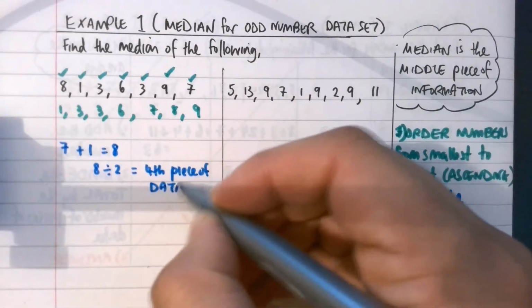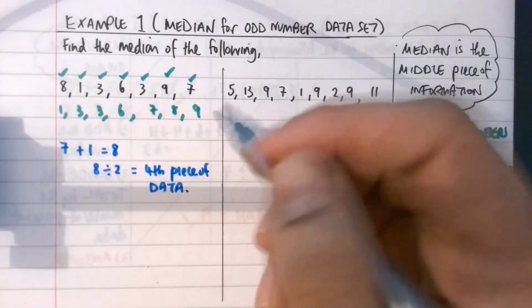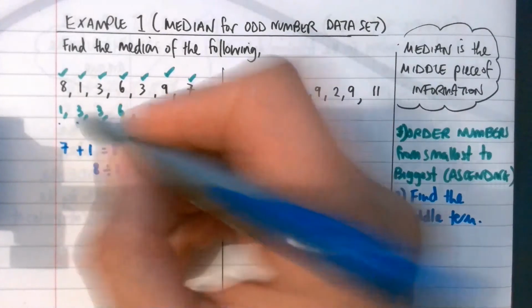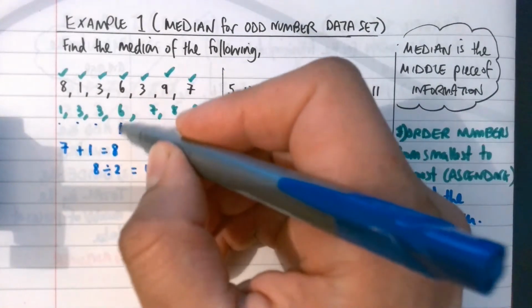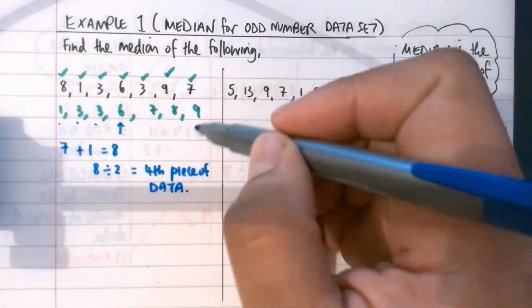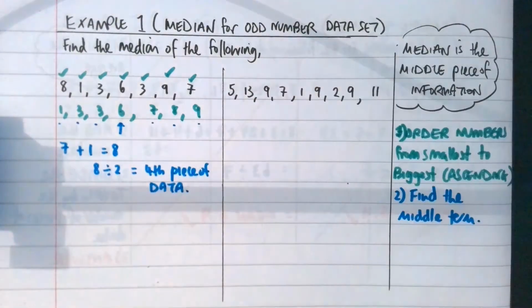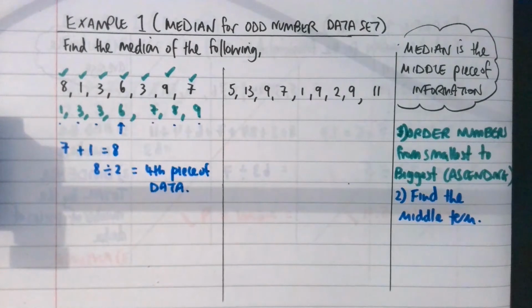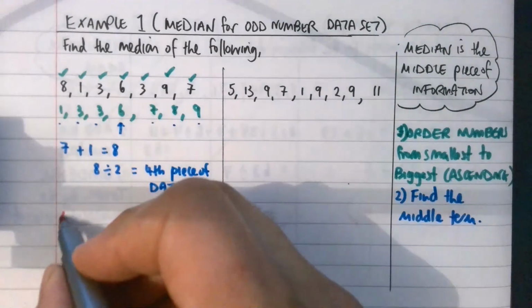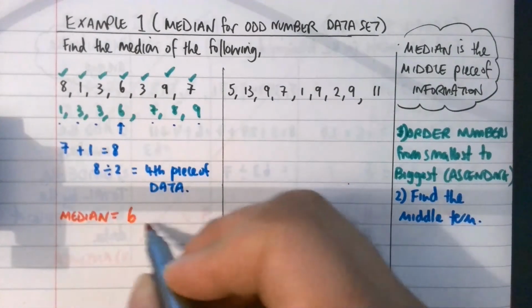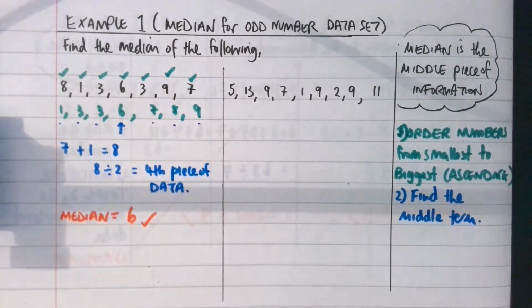Okay, if you use the first and last method by crossing off first and last, you'll end up with the same answer. So you do 1, 2, 3, that's the fourth term. So I'll put a little arrow there, and I'm going to count the fourth term in reverse. 1, 2, 3, 4. So the middle term is 6. Okay. So the median for that data set is going to be 6. So that's the one that's in the middle. Yeah. It's a little easier with odd numbers because the middle is quite clear.